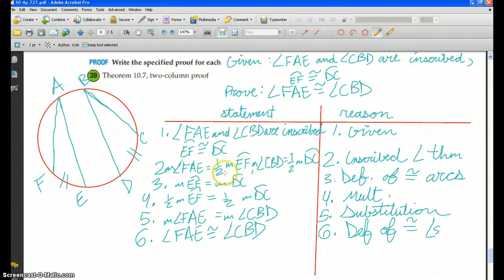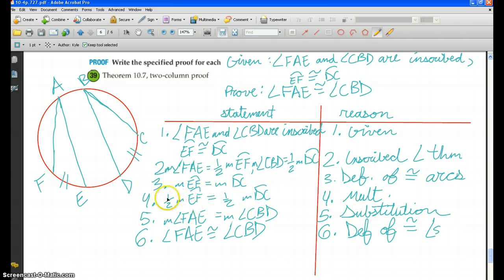By definition of congruent arcs, since EF and DC are congruent arcs, then we can say that they have equal measure. So notice the difference in notation there to there. Then we're just going to take half of each side, so we're multiplying each side by 1/2. That's the multiplication property of equality. And then we're going to use some substitution.